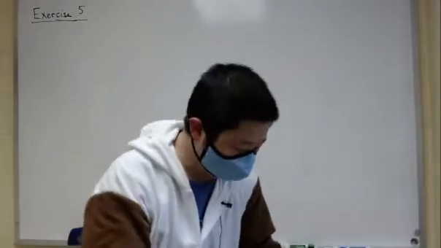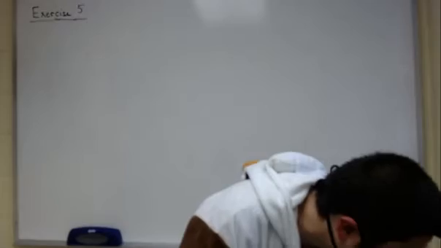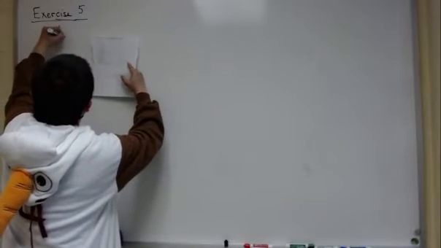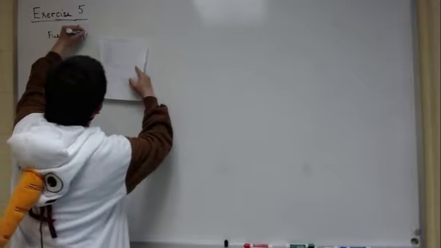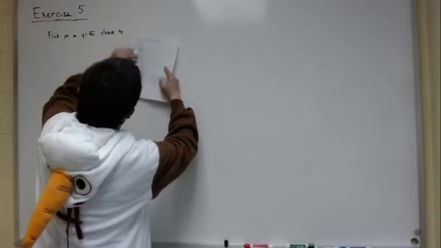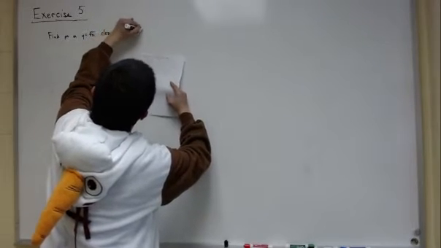Right. So let's take a look at exercise 5. Find the point on y equals root x closest to (20, 0).